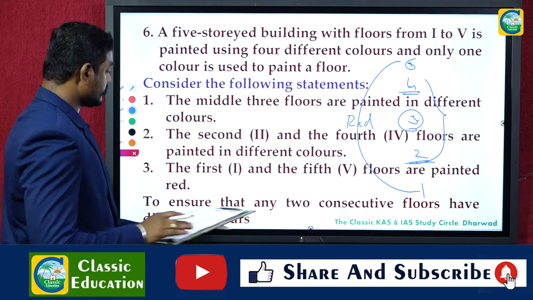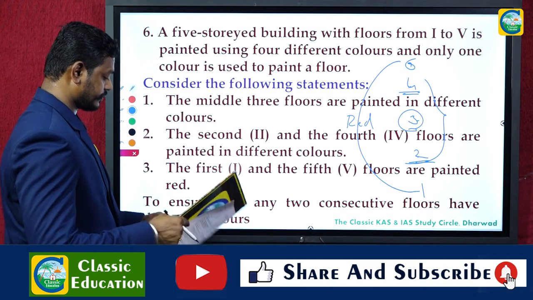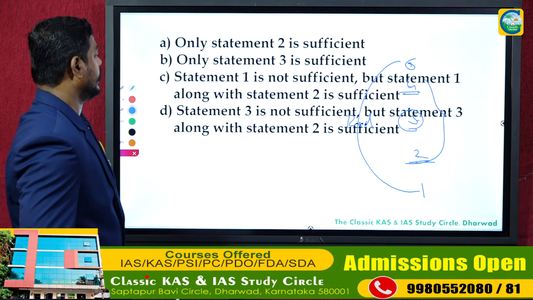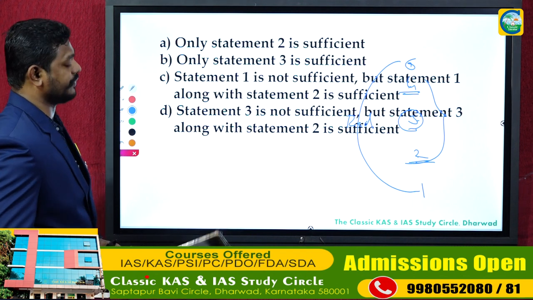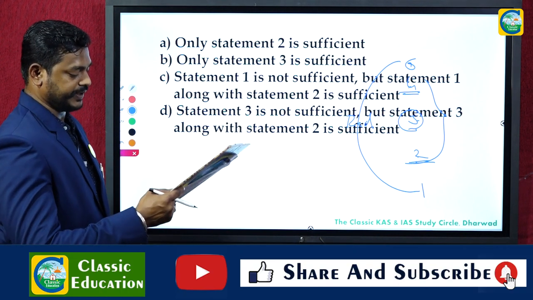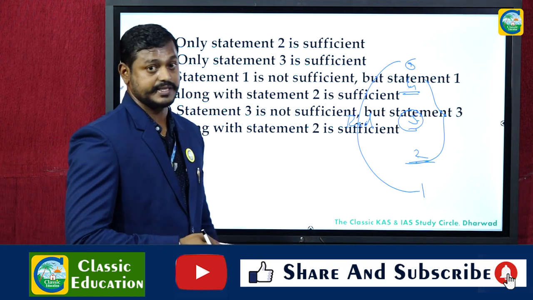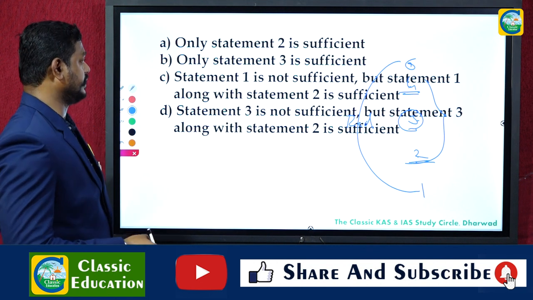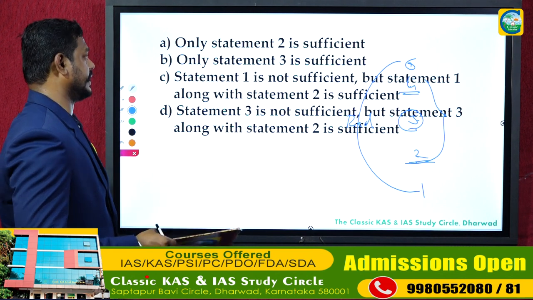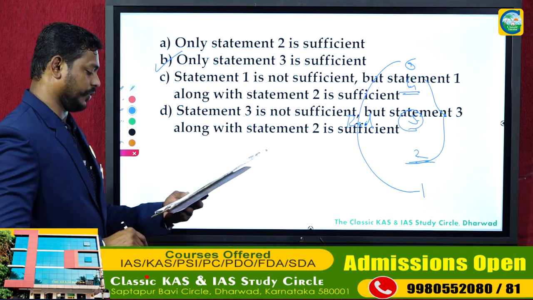Okay, friends. So now we are seeing the options here. Only statement 2 is sufficient to answer. Okay. Statement 2 is that the second and the fourth floors are painted with different colors, and no, we can't say which colors are which particular ones. Then, only statement 3 is sufficient. Statement 3 is the first and the fifth floors are painted red. Yes, the first and the fifth floors are painted red, and that is a single color out of 4.